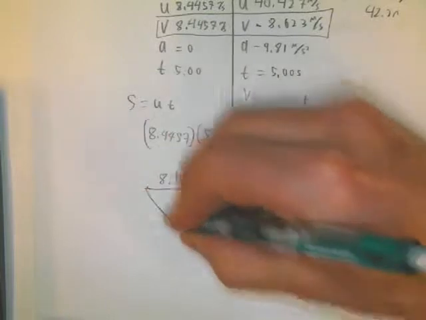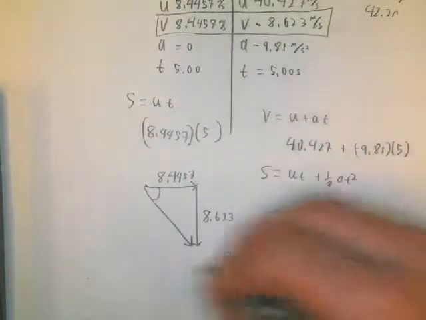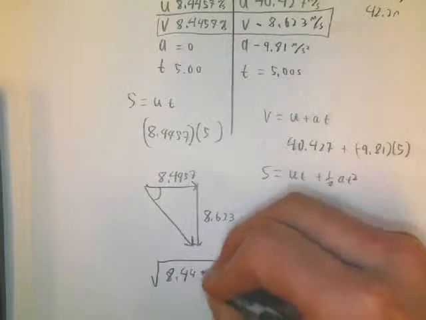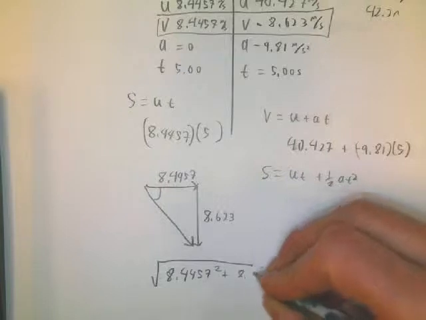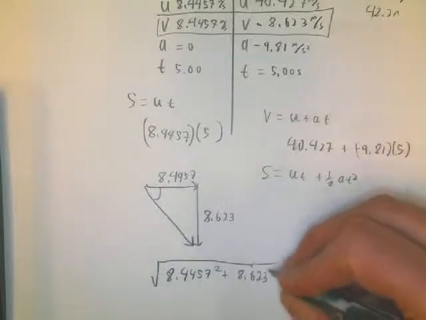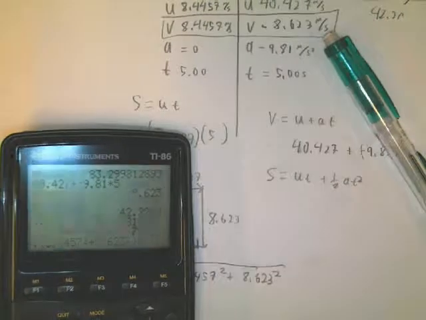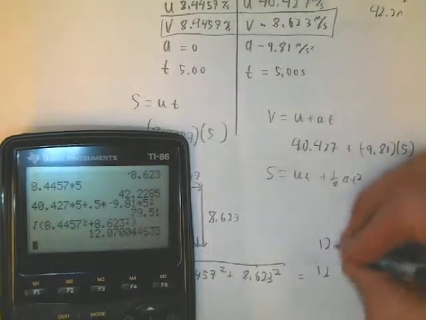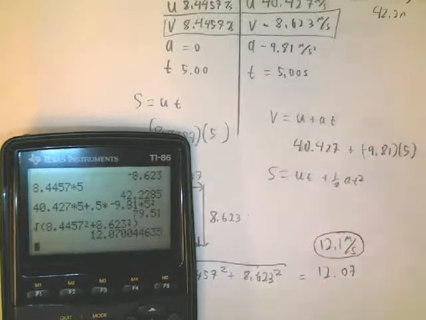The hypotenuse is going to be the square root of 8.4457 squared plus 8.623 squared, which looks like this in the calculator. There we go. So the hypotenuse there is 12.07, or 12.1 meters per second. If somebody said, what is the speed at 5 seconds? This is the speed: 12.1 meters per second.